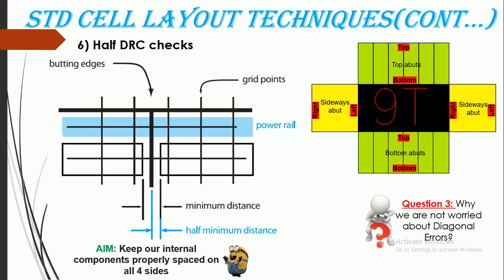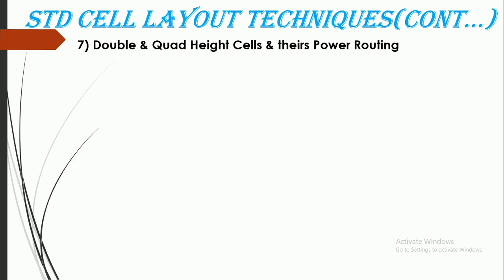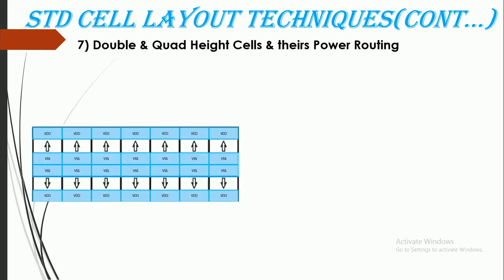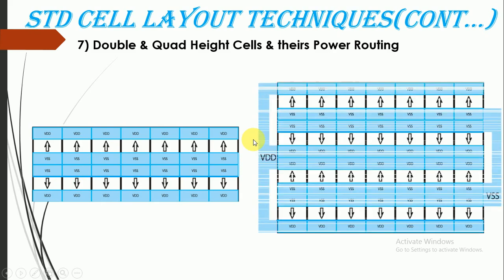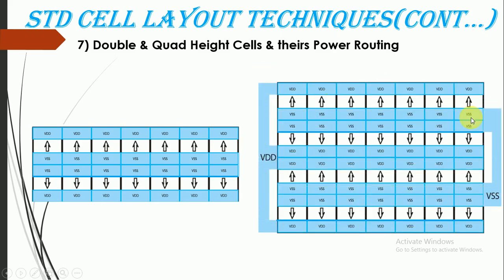And double and quadrate cells and its power routing, how can it be done? Let me take the case where we do have double cells and quadrate cells. Whatever cells we are designing, we will flip that along the x direction and paste it like this, so that the bases will be shorted and VDD will be like this. And if we want to short them as well, we will short using power rails like this, VSS and VDD. Yes, this is my quad cell, this is my double cell.